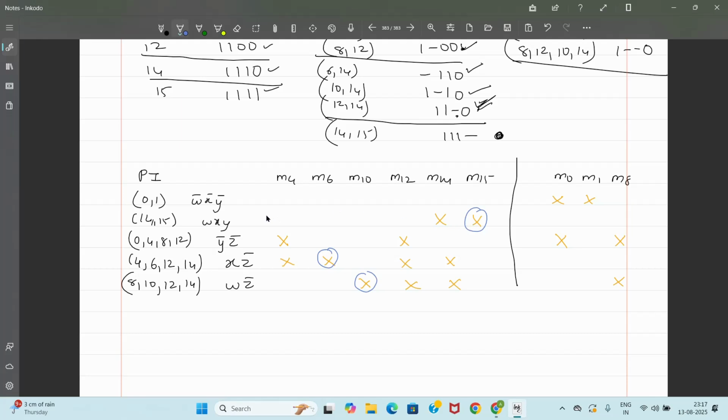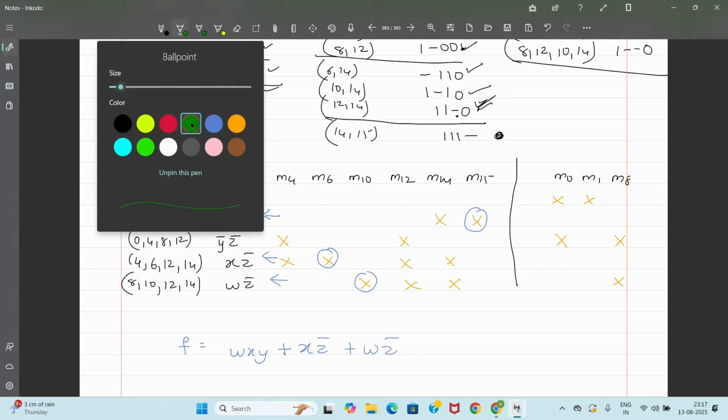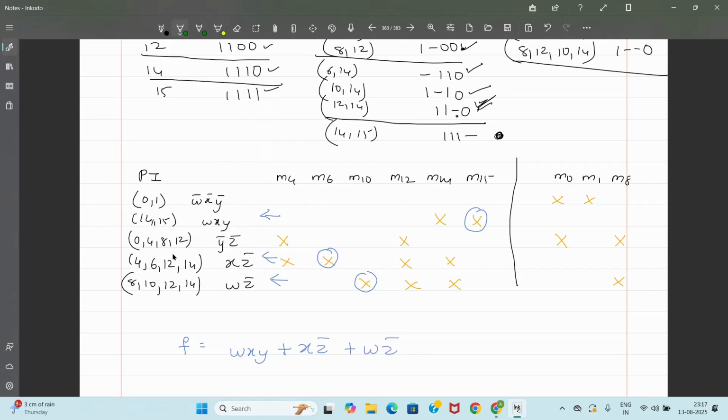Now the corresponding rows for the circled X are these three. So your equation will be WXY plus XZ bar plus WZ bar. Now for the final verification step, these three equation numbers should be ticked: 14, 15. Yes. Then 4, 6, 12, and 14. Yes. And the last one is 8, 10, 12, 14. So with the three terms, you were able to cover all the given numbers of the SOP. So this will be your final answer.